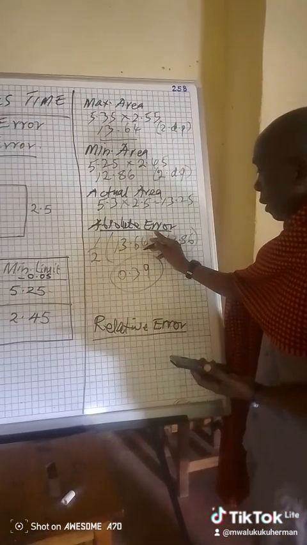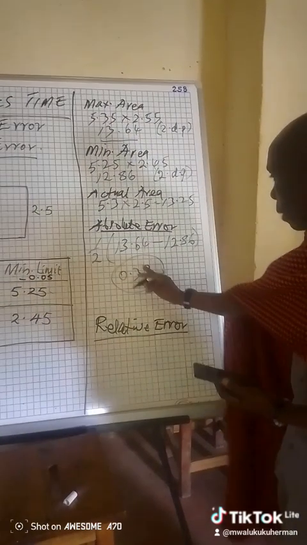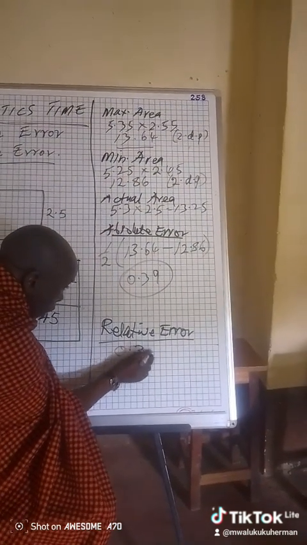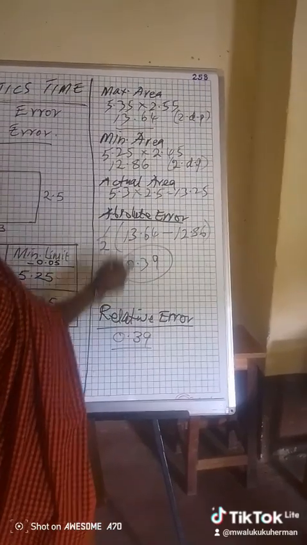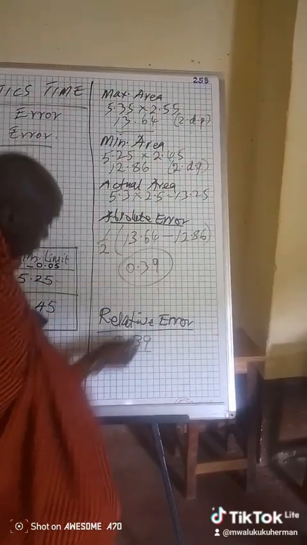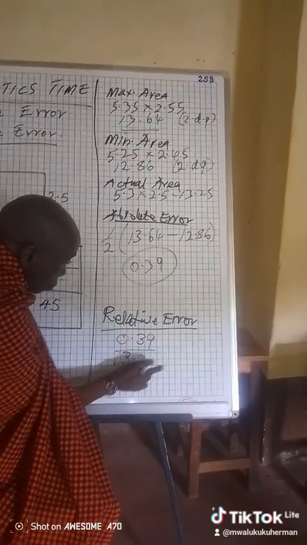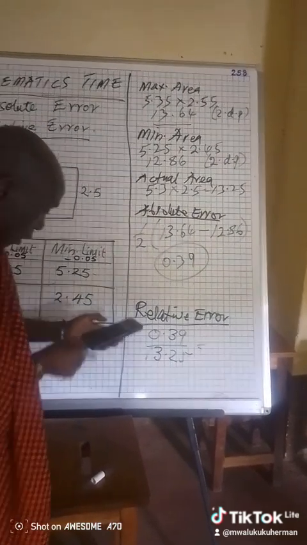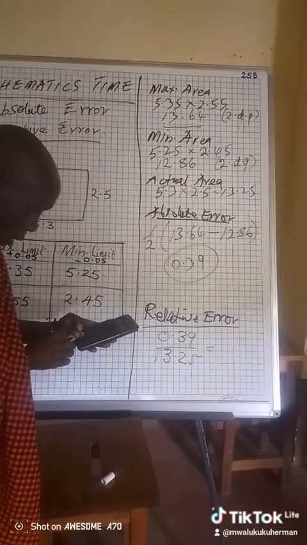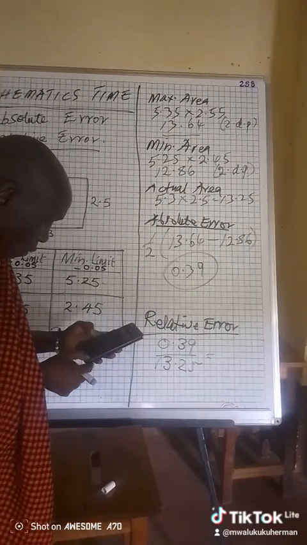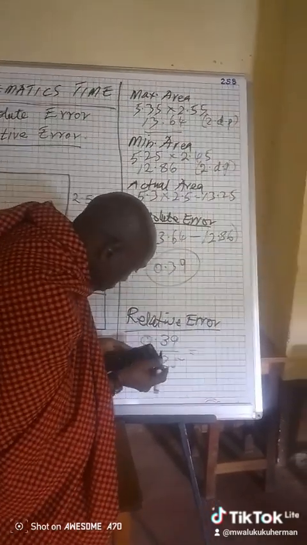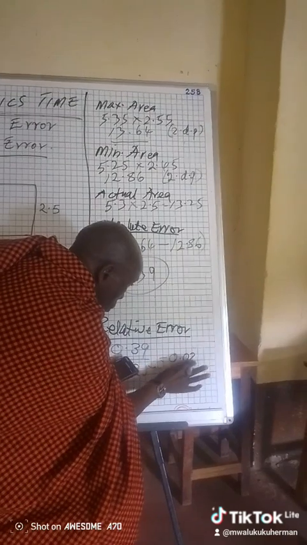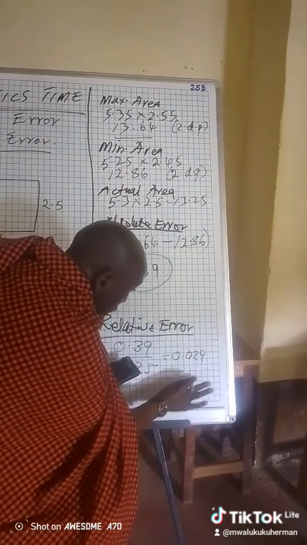So 0.39 shall be the absolute error. And now to get the relative error, we're going to pick the absolute error, which is 0.39, and we divide this value by the actual area, which is 13.25. Using the calculator, we are going to get 0.39 divided by 13.25. It's going to give us 0.029. I've written this one correct too.